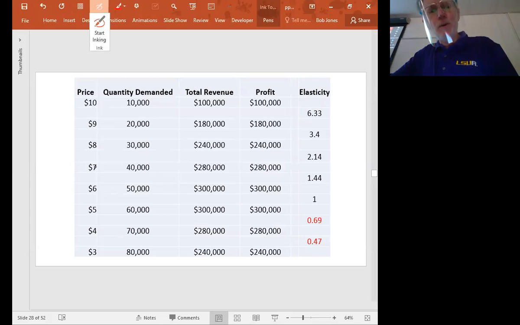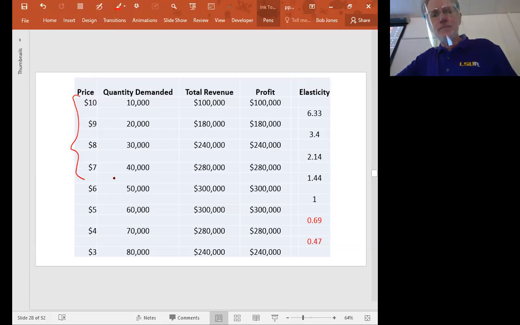Notice as the price is going down, the firm is able to sell more units. Notice when the price is really high and is cut, what's happening to revenue? It's increasing, from 100,000 to 180,000, 240,000, 280,000, 300,000. Over these price ranges, by cutting price, revenue goes up. But then we see there comes a point where revenue is as great as it's going to get. Here it's 300,000. Is that the point of diminishing returns? Not exactly what we would call it.